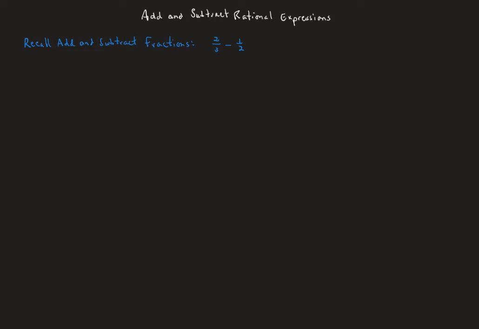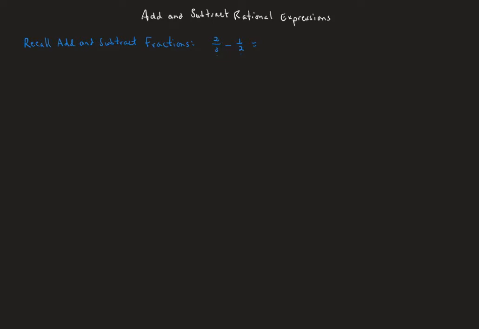So in this video, we're going to talk about adding and subtracting rational expressions. This is going to mirror what we do when we add and subtract fractions. If you recall, if we're taking 2/3 minus a half, we have to get common denominators. And so our common denominator for thirds and halves will be 6.